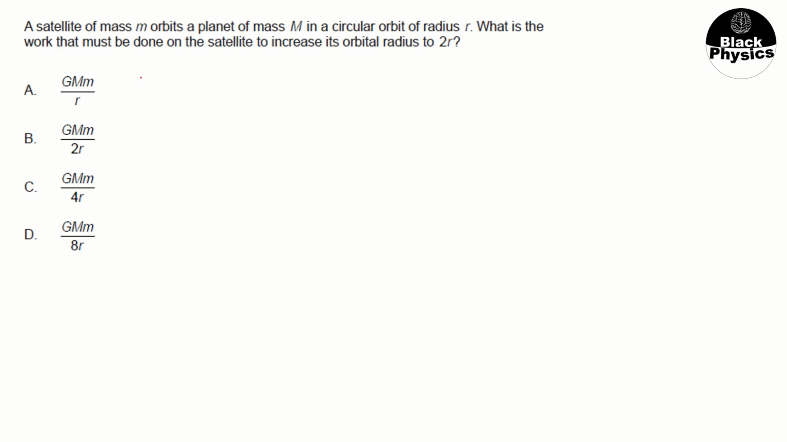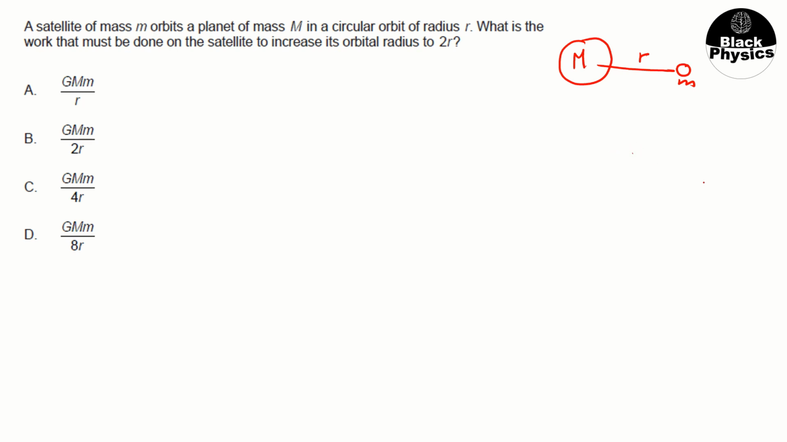Okay, a satellite of mass m orbits a planet of mass M. So I have here a planet and a satellite that moves at a distance of r. It rotates around at a distance of r from the center of the planet. What's the work that must be done?